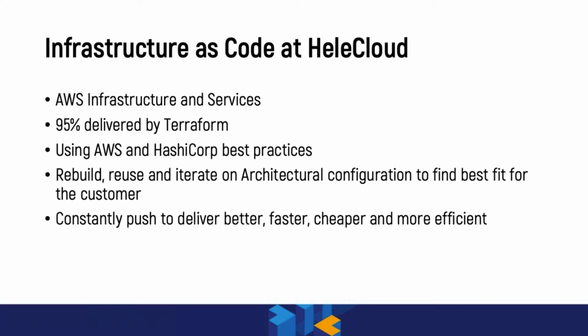Now, one of the big values of doing that in an infrastructure as code way is that we get to reuse and iterate on the architectural configurations that we have to find the best fit for the customer, but also to keep evolving and delivering even greater value as we continue. So we're always looking at ways that we can achieve faster, more performant, more efficient, cheaper, better ways of running the applications that we're working with and the delivery tools that support it. And that's part of what's in the nature of running HeliCloud, and it's really something that is enabled by the tools that HashiCorp deliver.